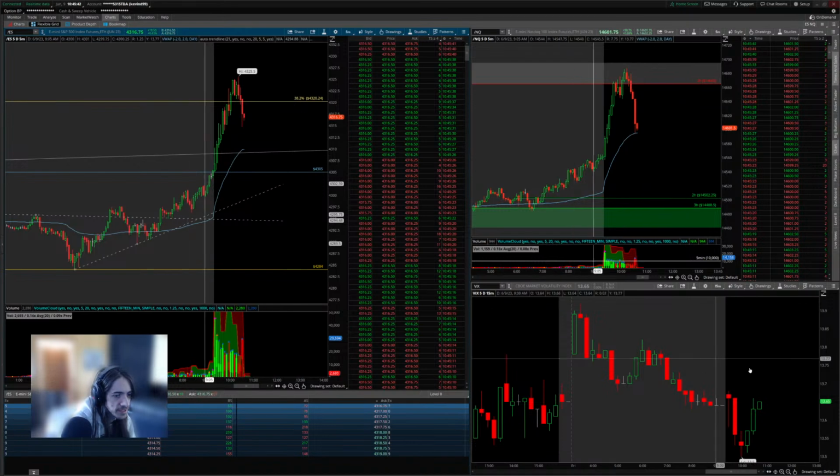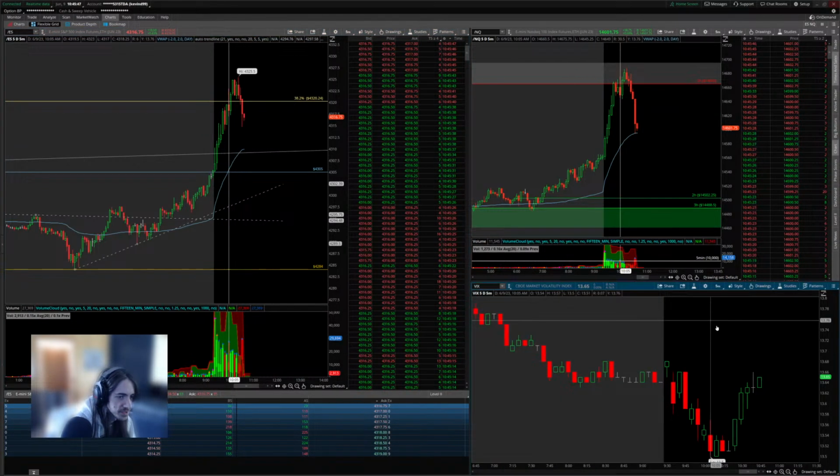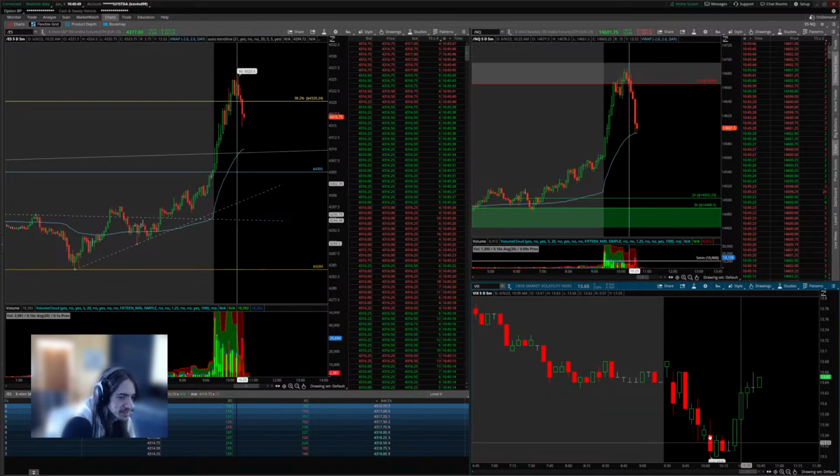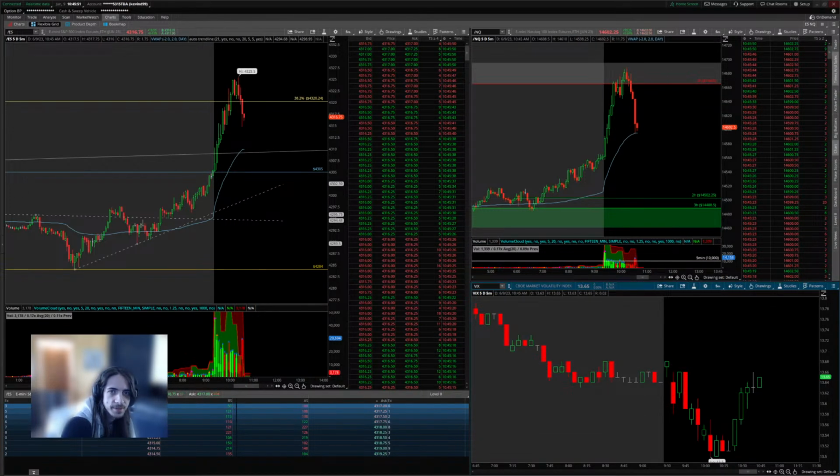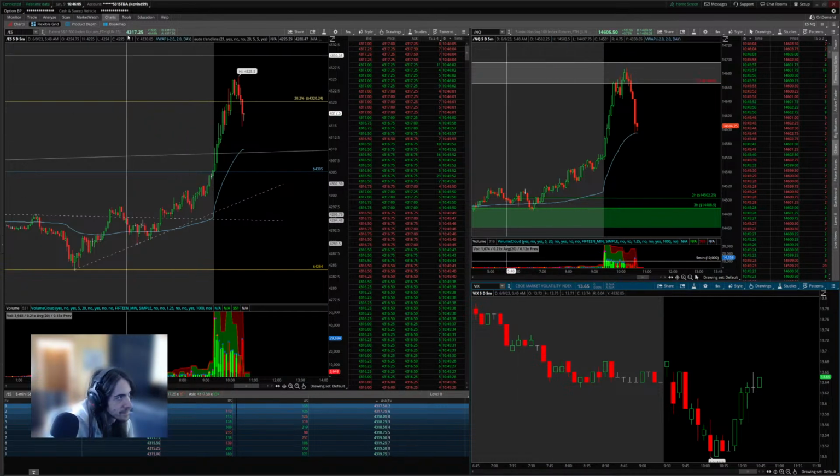Stalling out. VIX popping. What's the 5-minute on a VIX look like? I want to see what it looks like over here. Yeah. Alright, I gotta get in touch with TradingView and figure that stuff out. You know what I'm probably gonna do? I'm probably just gonna buy the data for TradingView. I think it's only like $5. But I gotta see.